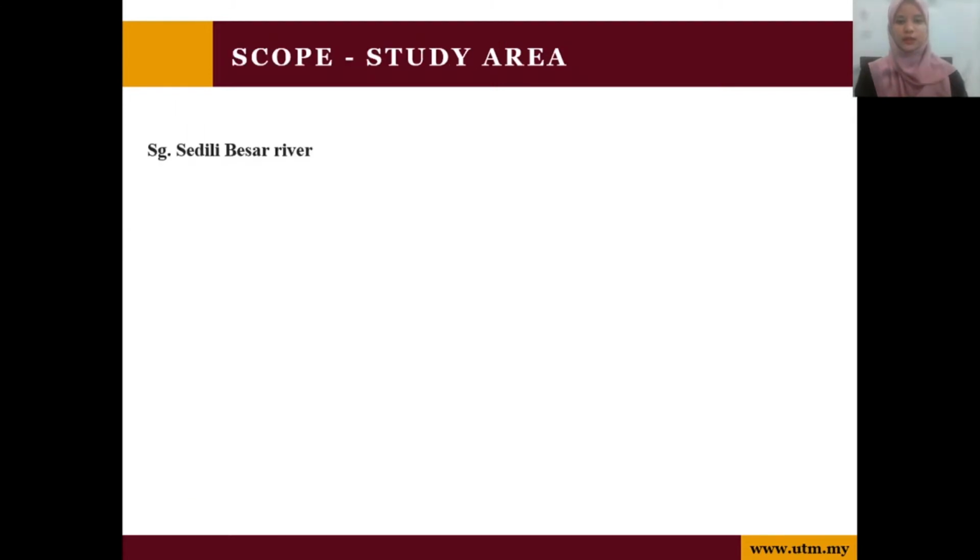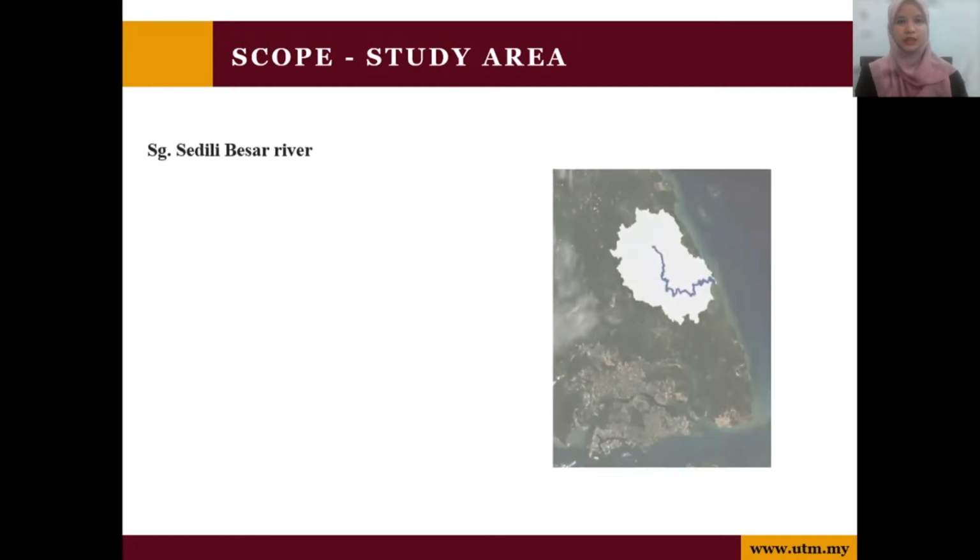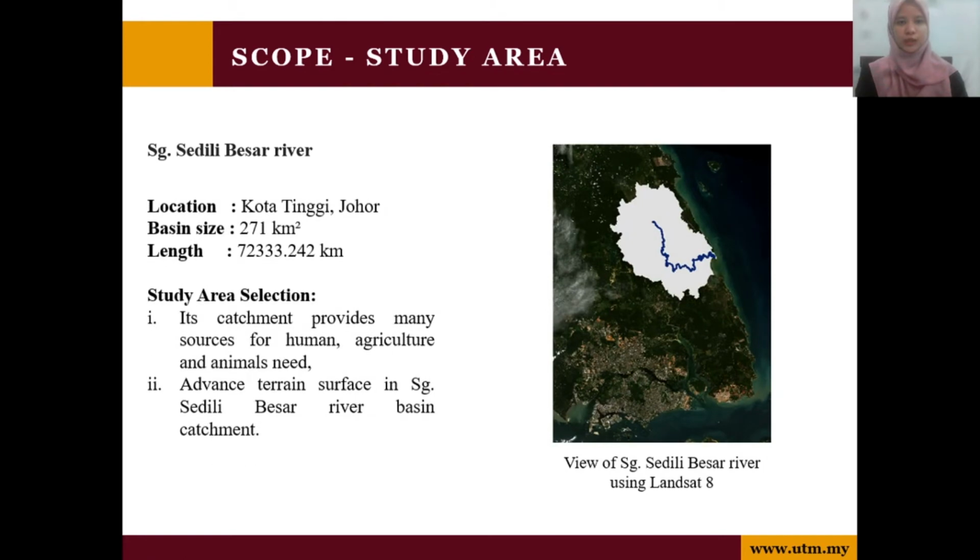The study area of this research study is Sungai Sedeli Besar River. It is located at Kota Tinggi, Johor, and its basin size is 271 km². The length of Sungai Sedeli Besar River is 72,333.242 km. Sungai Sedeli Besar River was chosen because its catchment provides many sources for human, agriculture, and animal needs that can be used in interactive support learning material. Second, the advanced terrain surface in Sungai Sedeli Besar River can be used for visualization for student intelligence.